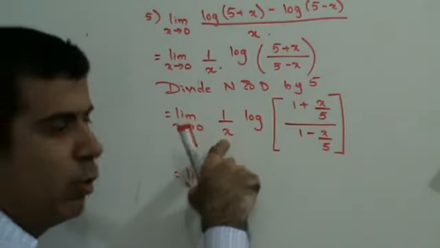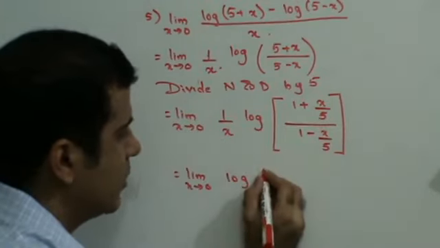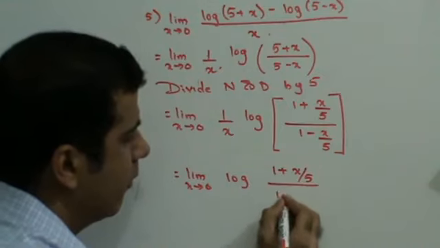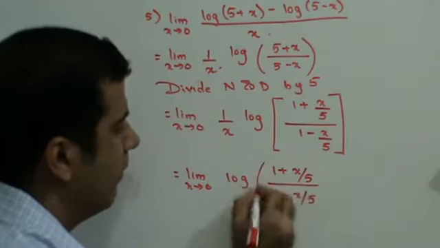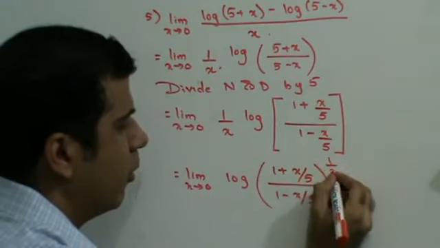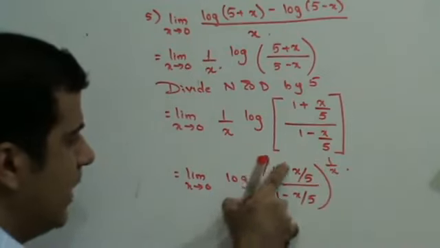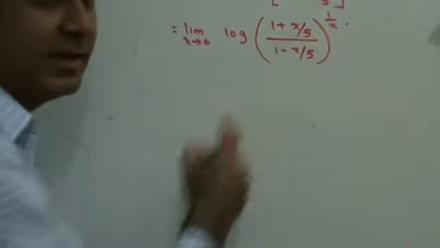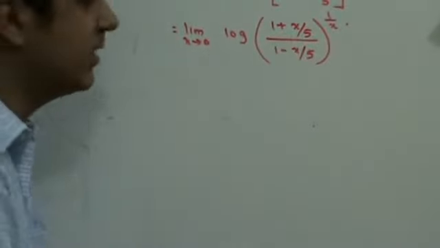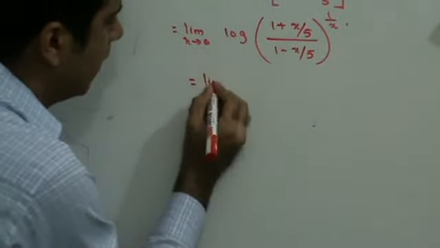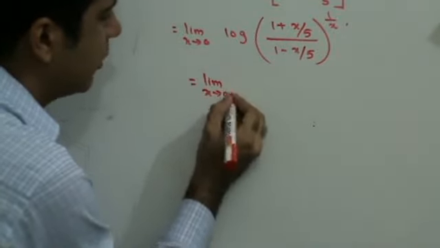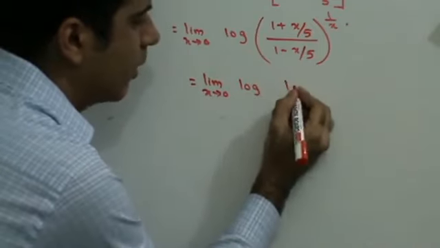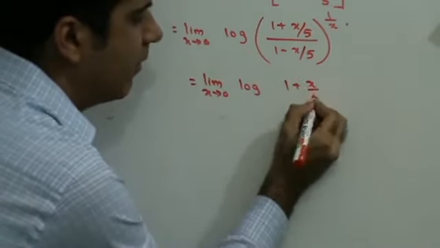Now, this can be written as limit of x tends to 0, log, whatever is the number before log goes up in the indice. So this is going to be 1 plus x upon 5 upon 1 minus x upon 5, the whole raised to 1 upon x. A upon b raised to m is a raised to m upon b raised to m. That means the 1 upon x will go for both the terms. Limit of x tends to 0, log. Now see this. Let's solve them separately. 1 plus x upon 5.